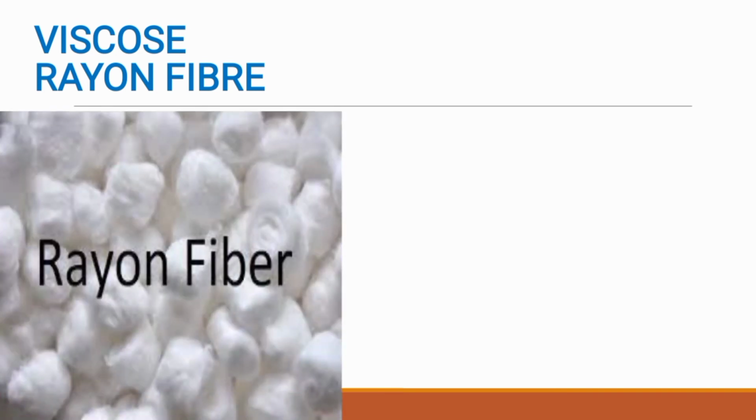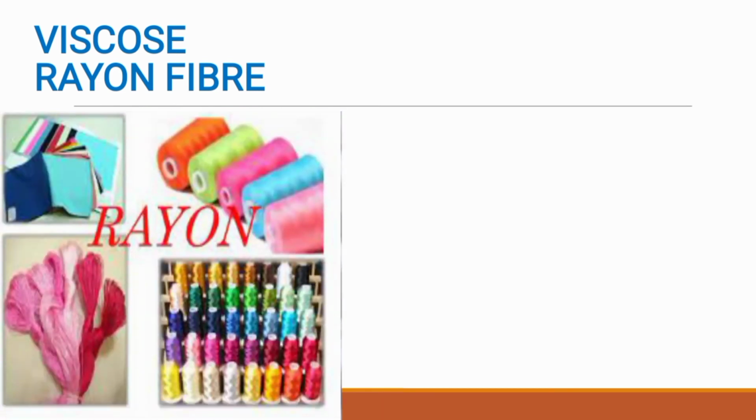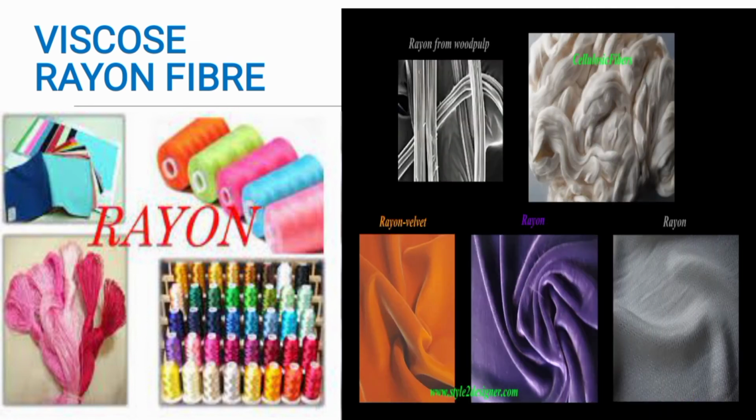Viscose rayon or rayon fiber. Viscose rayon fiber is a cellulose-based fiber made by treating wood pulp or cotton linters with certain chemicals. You can see the rayon from wood pulp, the cellulose fiber that is being produced. So when you take wood pulp or cotton linters and you treat it with chemicals, you get rayon fiber.